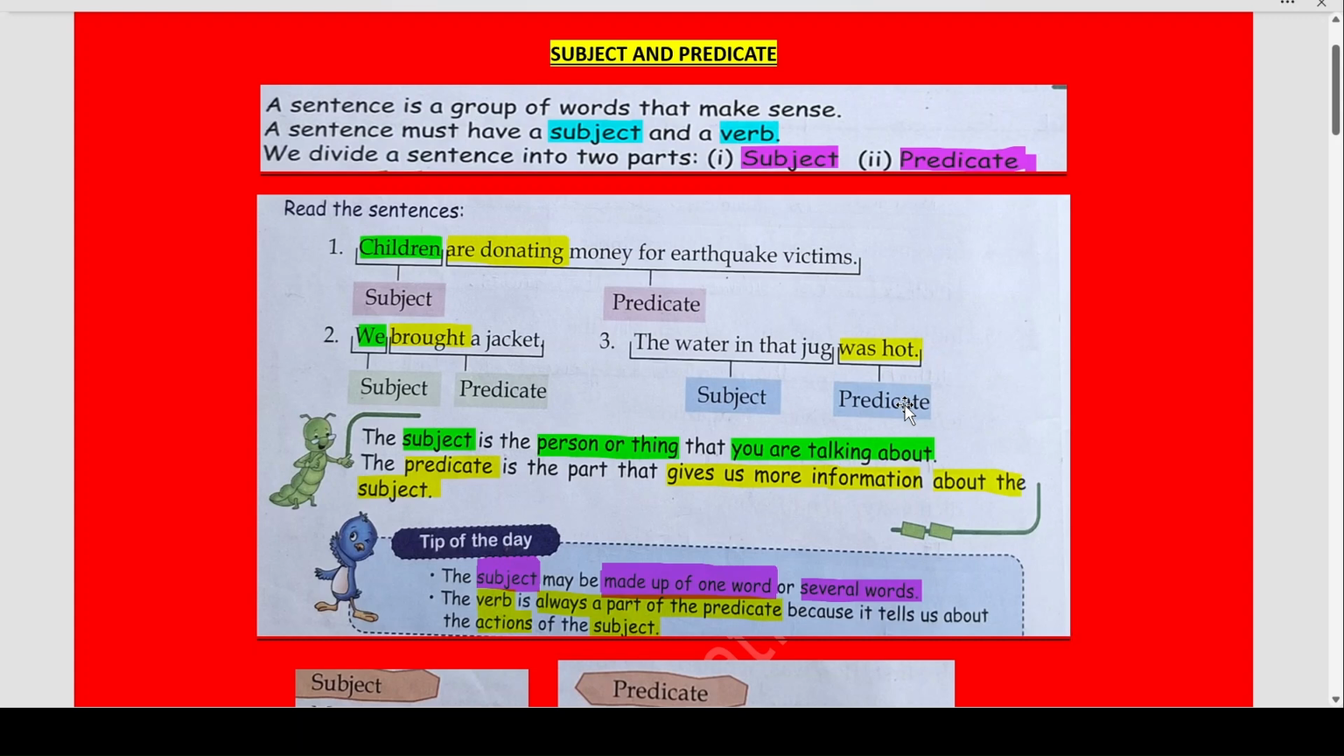Now, was is a form of your verb which is denoting that the water in that jug was hot. So, was is your verb which talks about the past tense. So, was hot is the predicate part of the sentence. Now, the subject is the person or thing that you are talking about in the sentence. As I told you, predicate is the part that gives us more information about the subject. Tip of the day, the subject may be made up of one word or several words, and the verb is always a part of the predicate because it tells us about the actions of the subject.